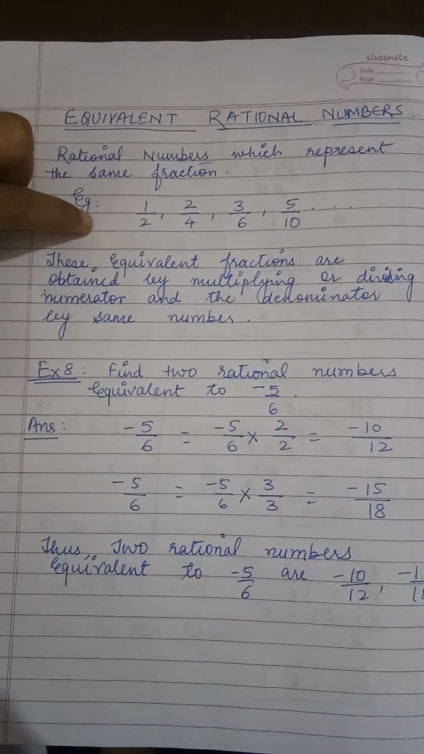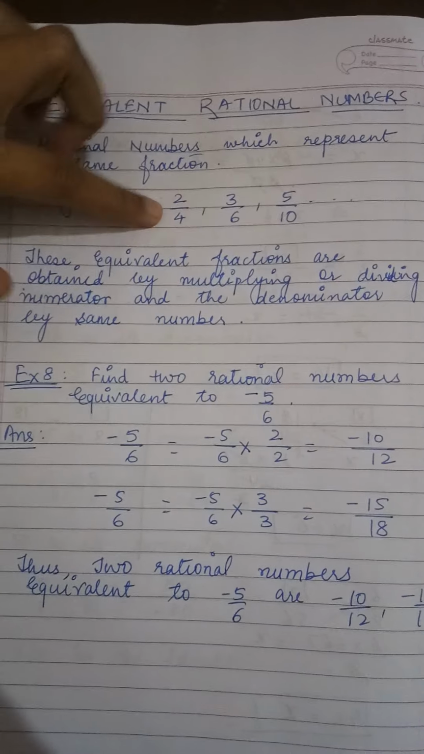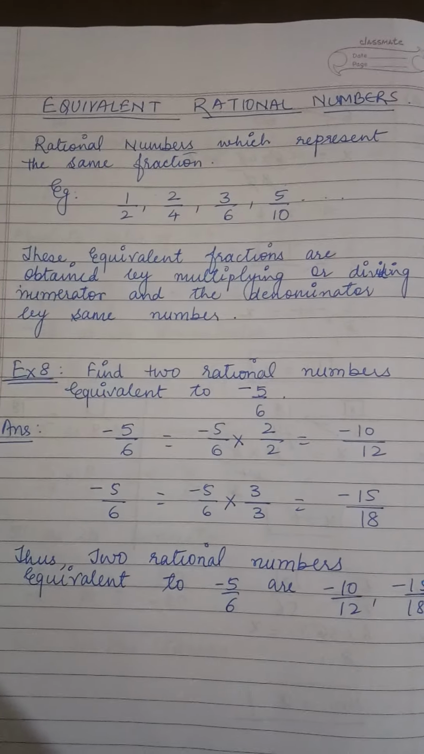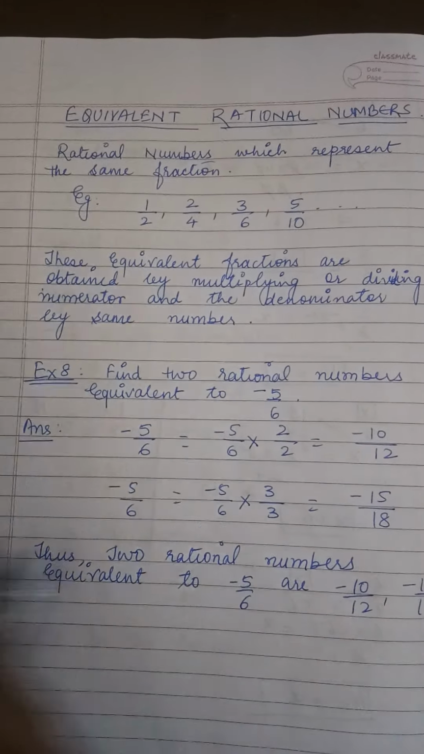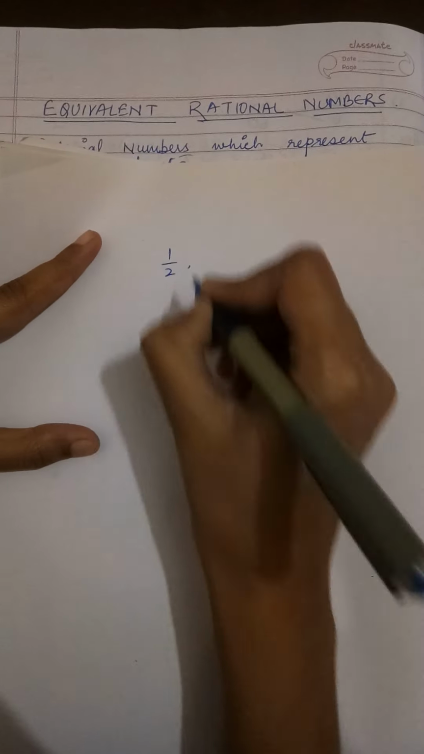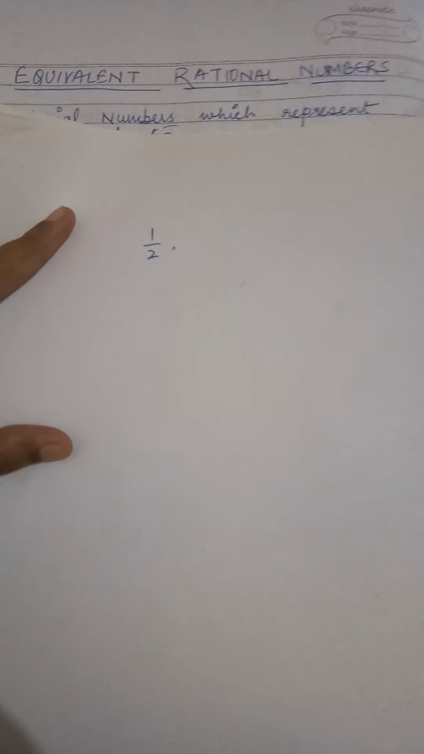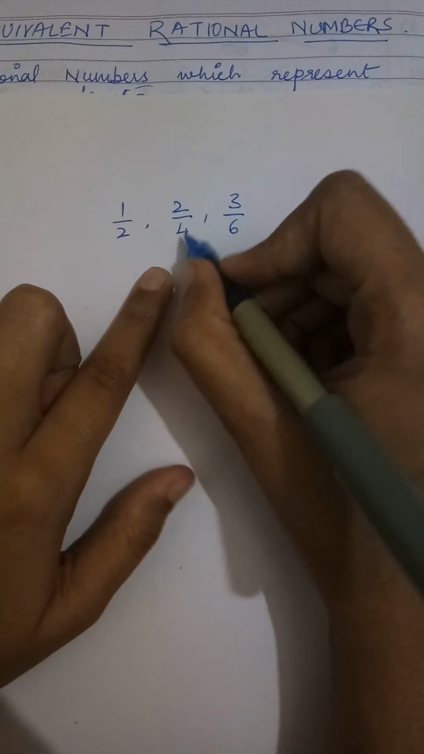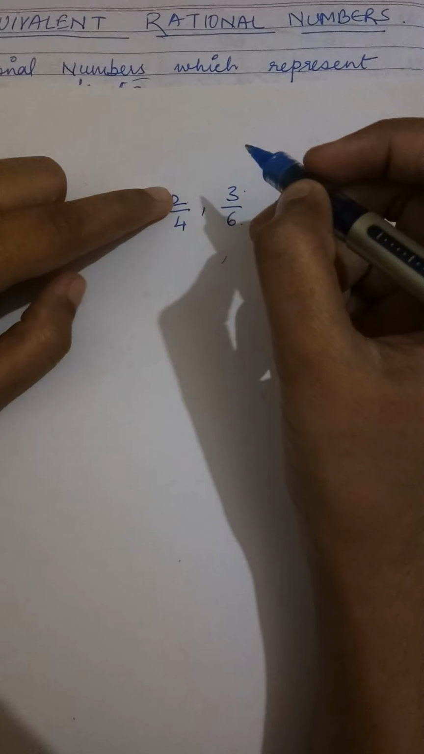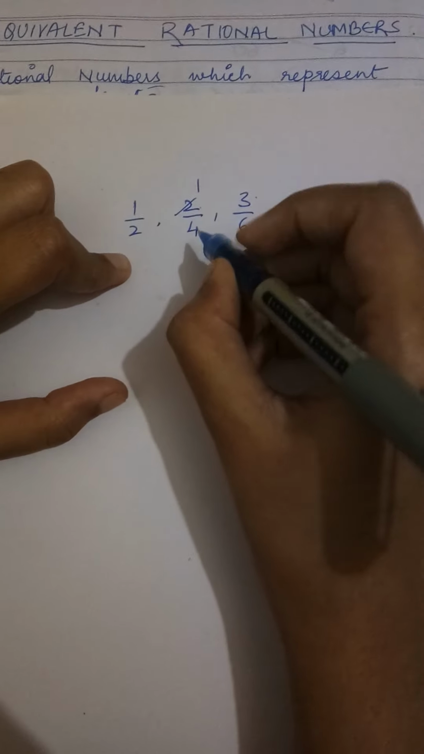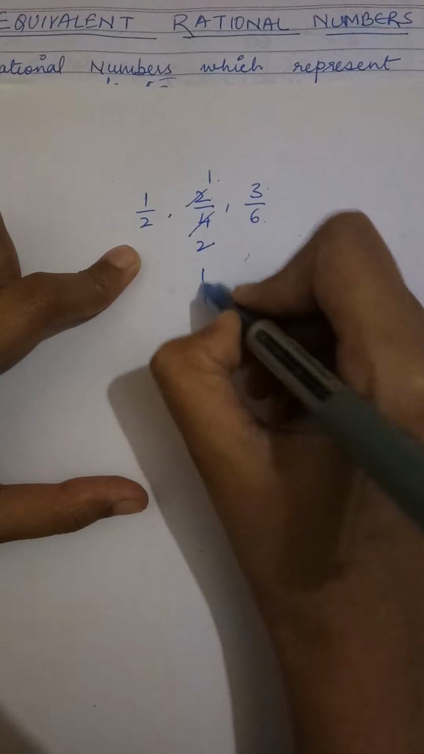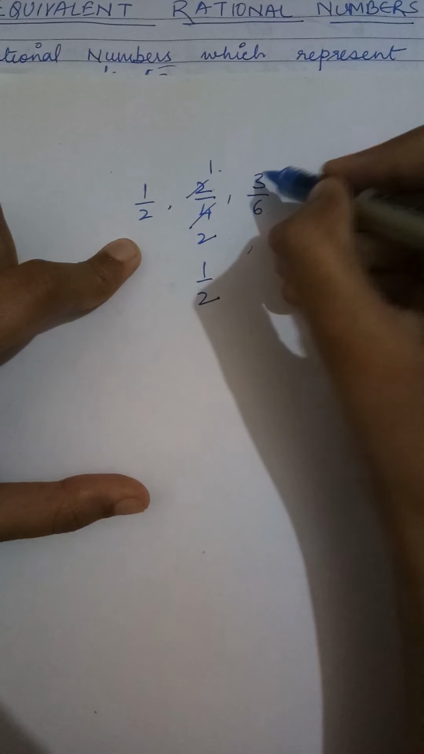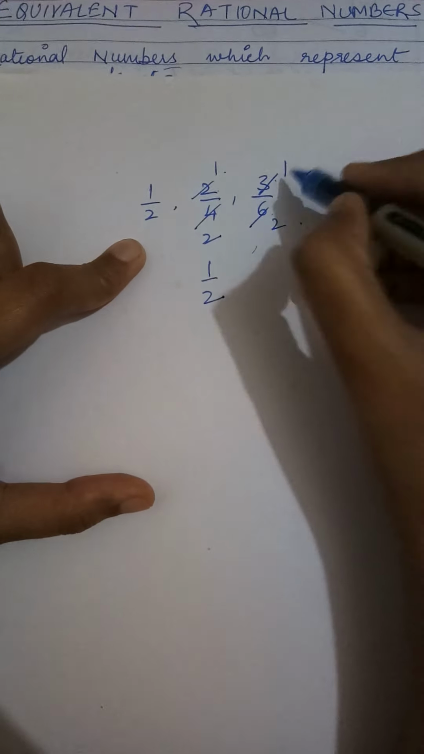For example, I am taking 1 by 2, 2 by 4, 3 by 6, 5 by 10 and so on. Now what is common in all this? I am taking 1 upon 2, 2 upon 4, 3 upon 6. Now if I am going to cancel these two, for example, I am cancelling this. 2 ones are 2, 2 twos are 4. What is the fraction coming? 1 upon 2. Again see here, 3 ones are 3, 3 twos are 6. So what is the fraction coming?